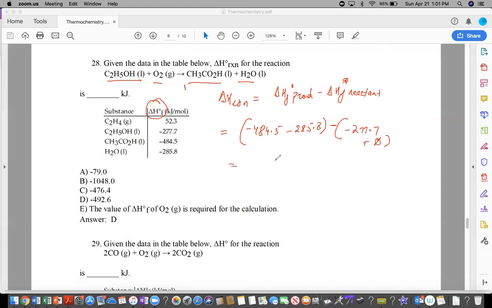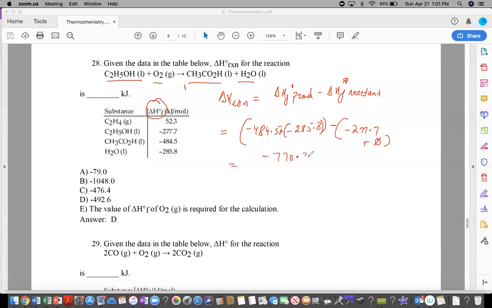Okay. So negative 484.5 plus 285.8. Something wrong. We did minus 285.8. So, yeah, it was plus minus, right? We added it, but in parentheses it has a negative, right? It will become minus. So you should get here negative 770.3.